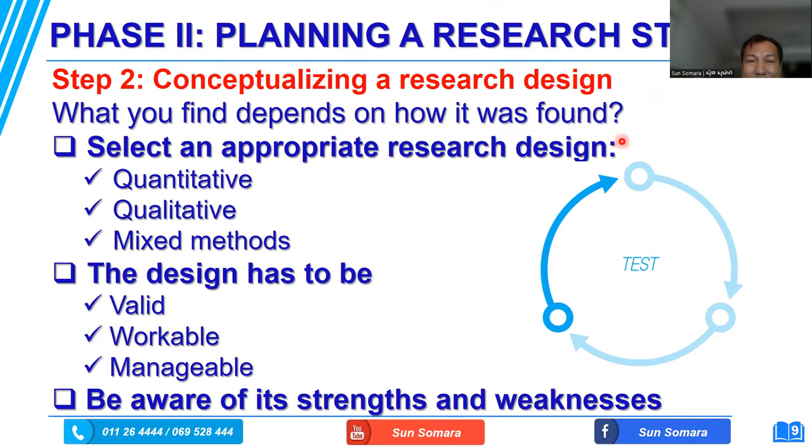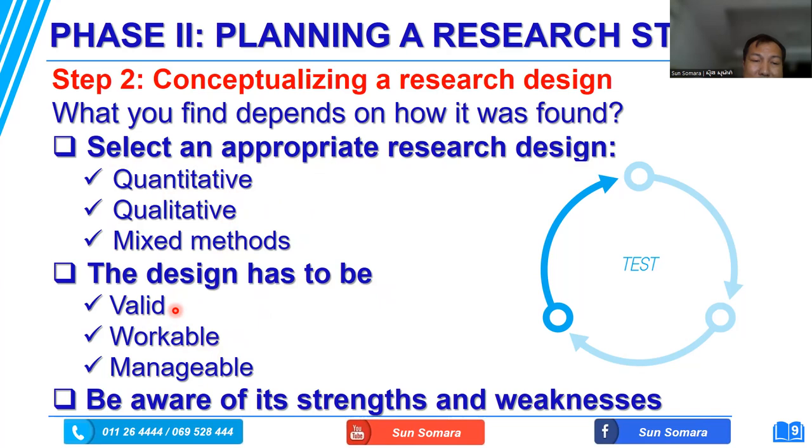In the first one, you can select an appropriate research design. Is it quantitative, qualitative, or a mixed method that you want to apply? And the design has to be valid, workable, manageable. Valid means the thing can be trusted, can be reliable.